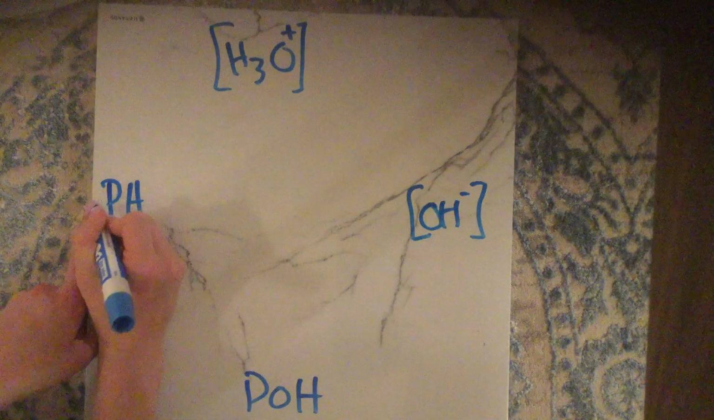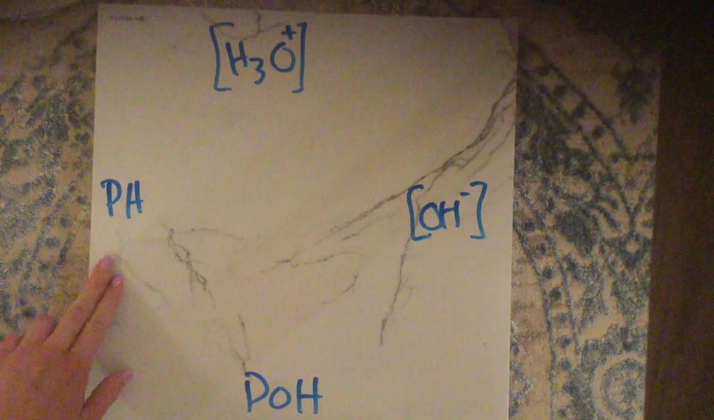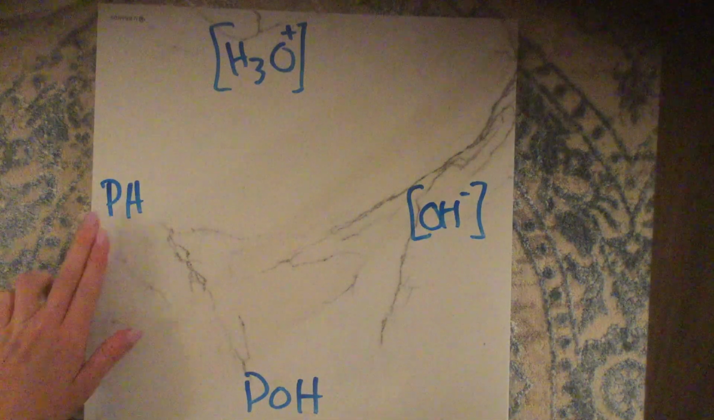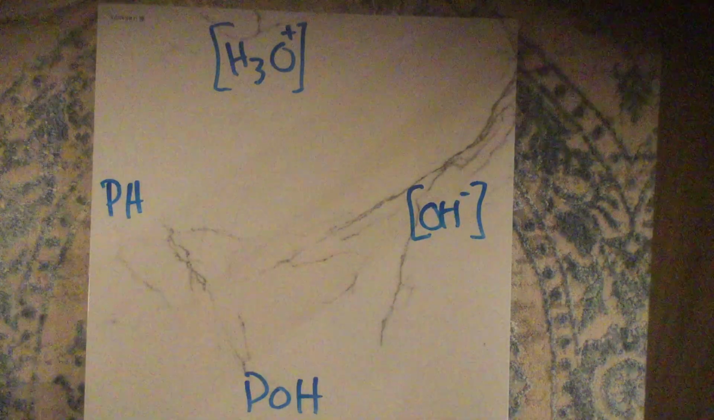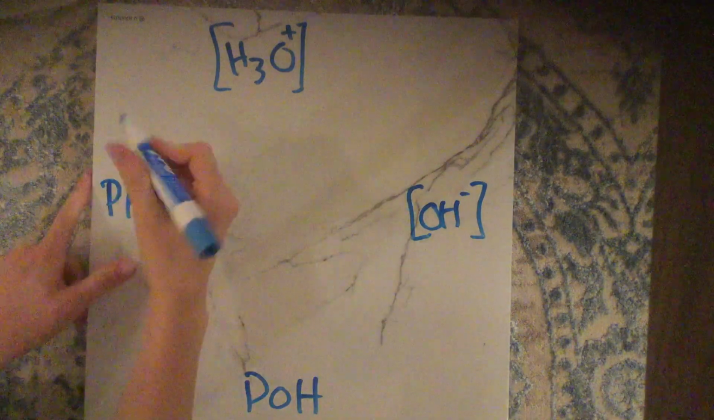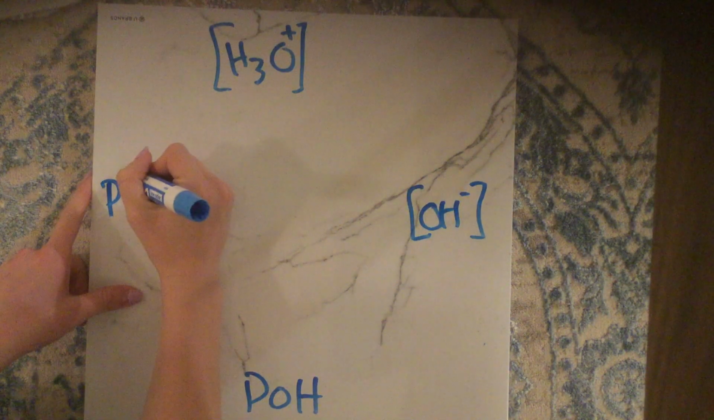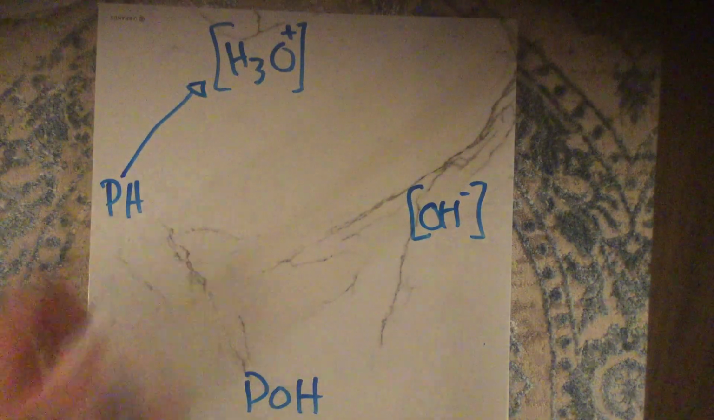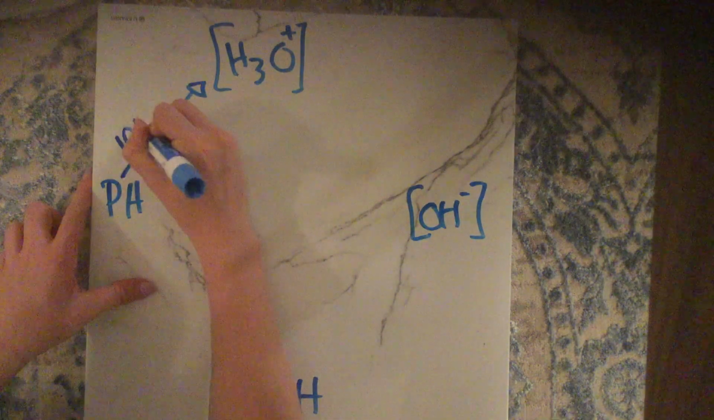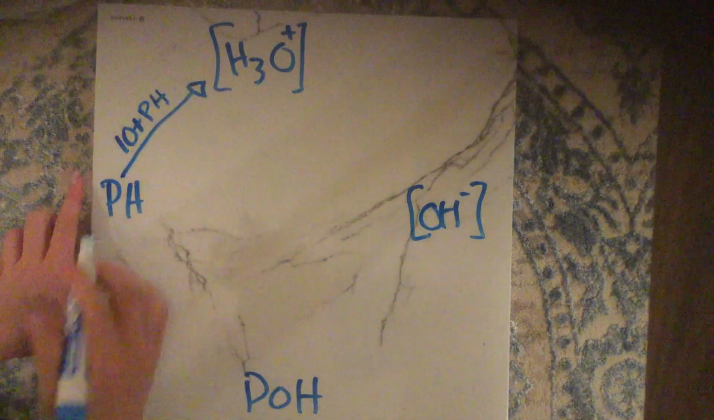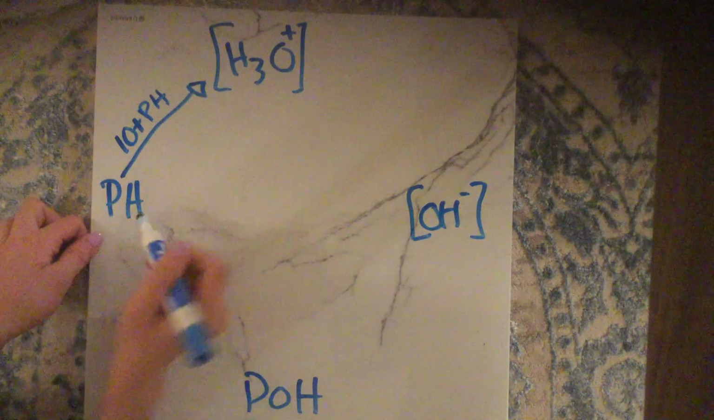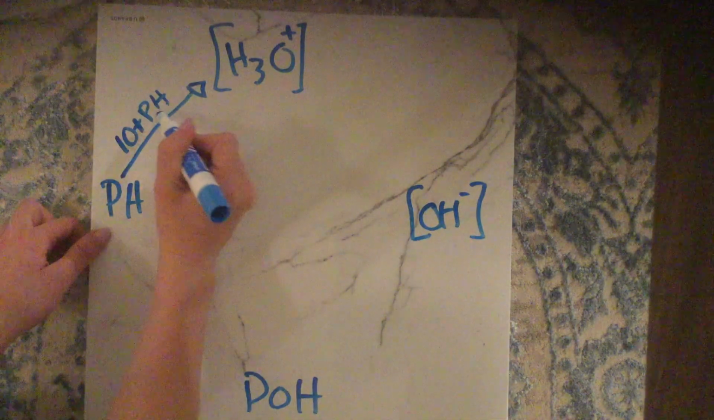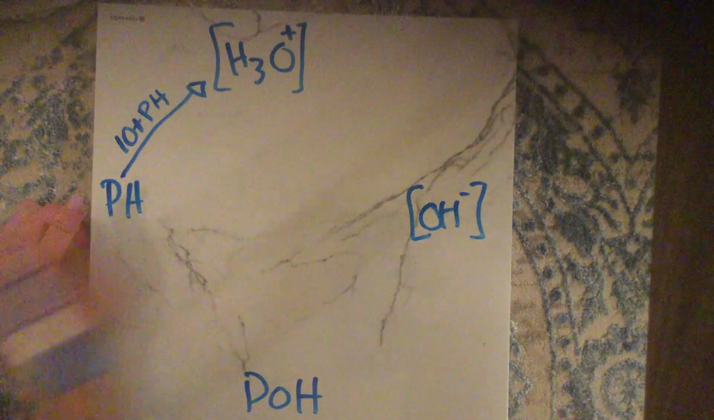So I always start with pH, even when I'm drawing it out initially. It's always good in memorization to have a starting point, and that's going to be my pH. So I'm going to go to the right, from pH to my hydronium, and going here will be 10 to the negative pH. And one thing to remember is that the symbol always follows the sign. pH is going to follow pH, so hydronium is going to follow hydronium.